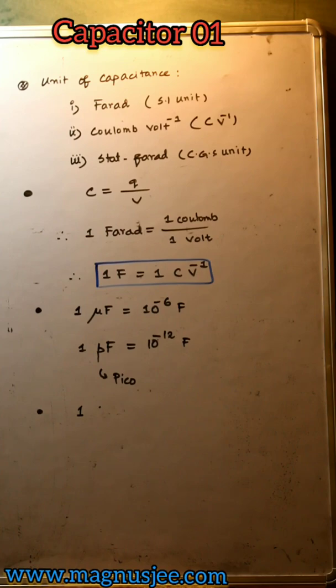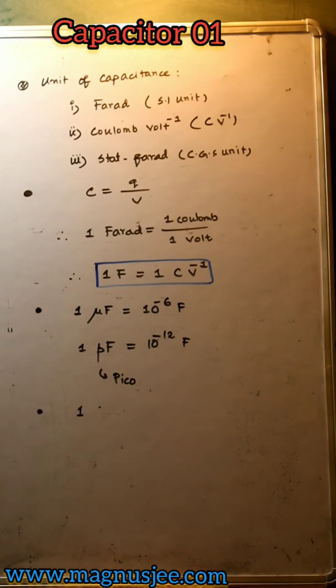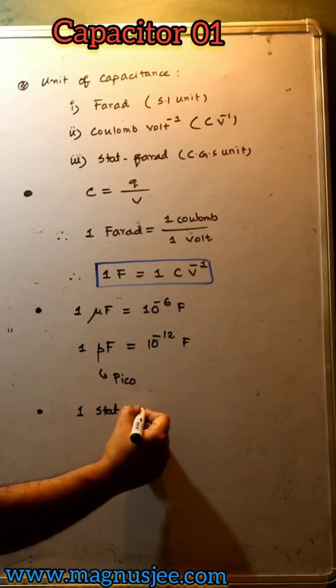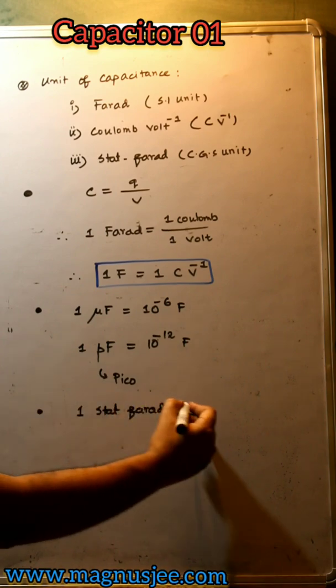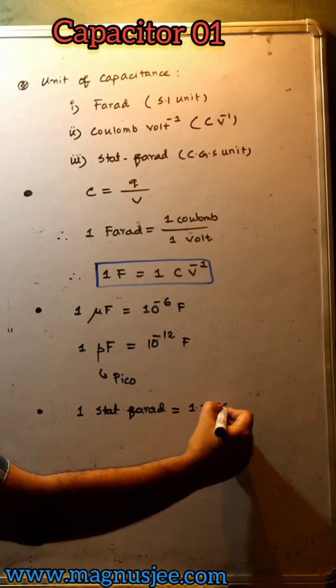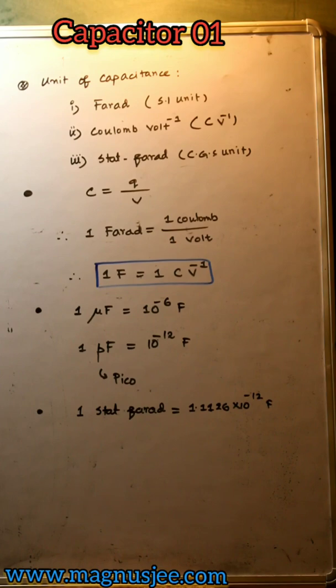Also we can relate stat farad and farad. Stat farad is the CGS unit of capacitance of a conductor. How much farad is a stat farad, that we have to know, and that is also important. 1 stat farad is 1.1126 into 10 to the power minus 12 farad. That means obviously farad is much greater than stat farad.